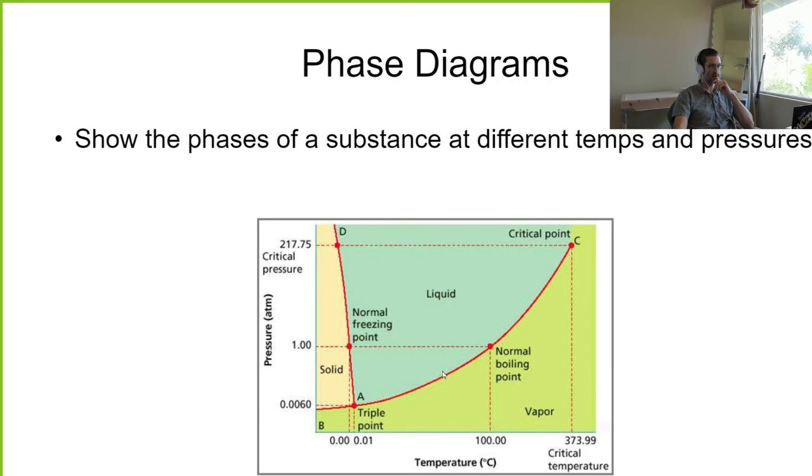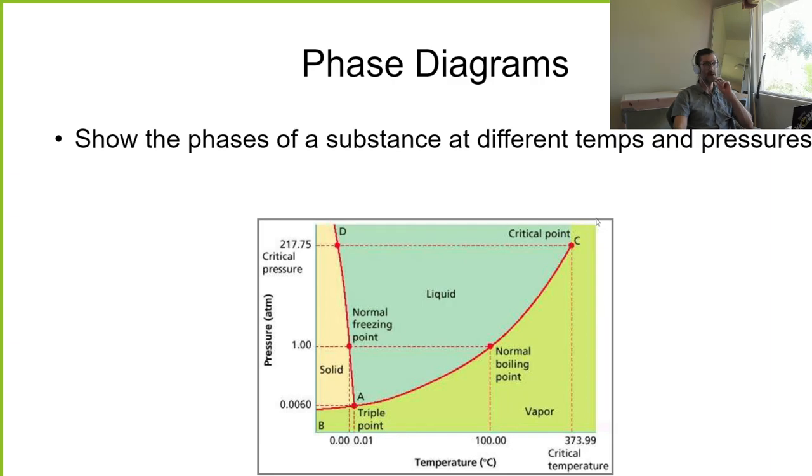But what about this thing over here? This is the critical point. This is the temperature and pressure at which the liquid phase and the vapor phase exist in equilibrium. I'll say that again. This is the point at which the liquid phase and the vapor phase exist in equilibrium. So the transition between vapor and liquid is completely reversible at this point, and it forms something called a supercritical fluid.